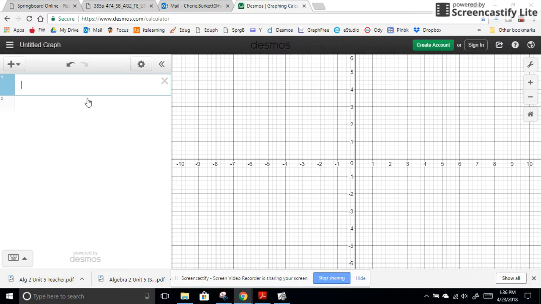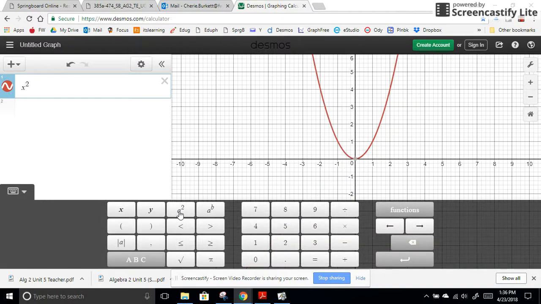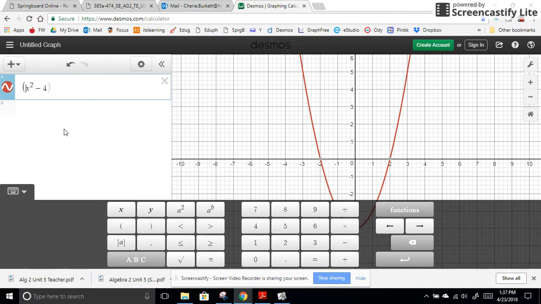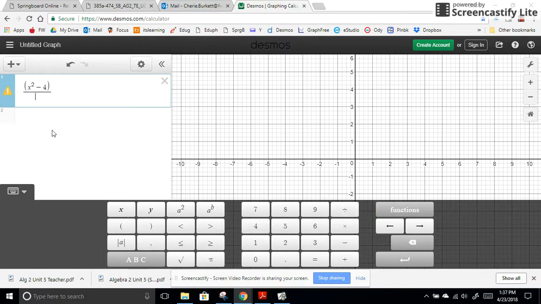if we type in the original equation, I believe it was x squared minus 4. I probably need parentheses around this. Parentheses. And then divide by, what was it?